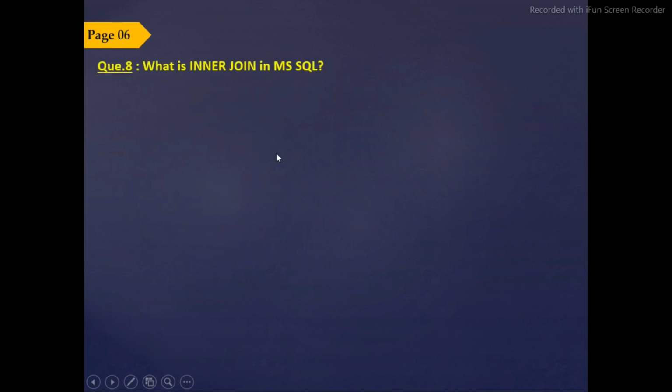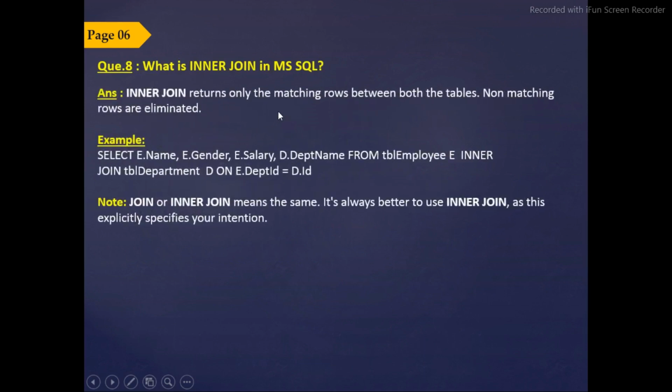What is inner join in MS SQL? Inner join returns only the matching rows between both the tables. Non-matching rows are eliminated in the inner join.